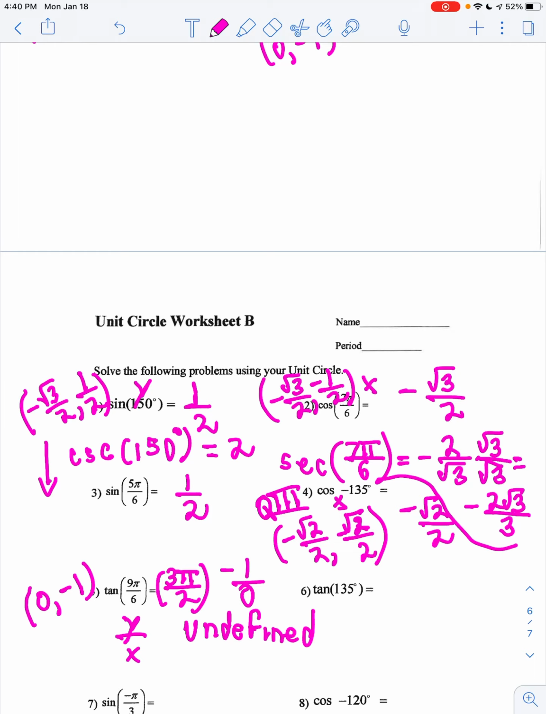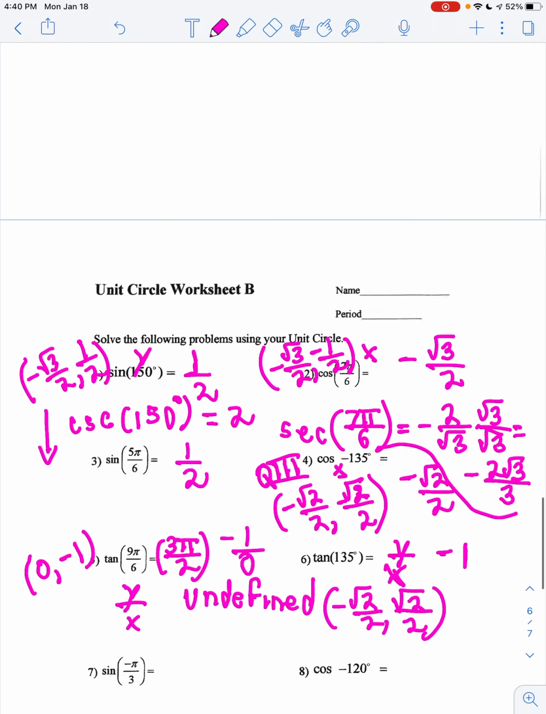Tangent of 135, that would be quadrant 2. We're thinking y over x, of course. In quadrant 2, that's going to be negative square root of 2 over 2, positive square root of 2 over 2. So when you take y over x, you're really going to have essentially the same thing, but the value is going to be negative 1.